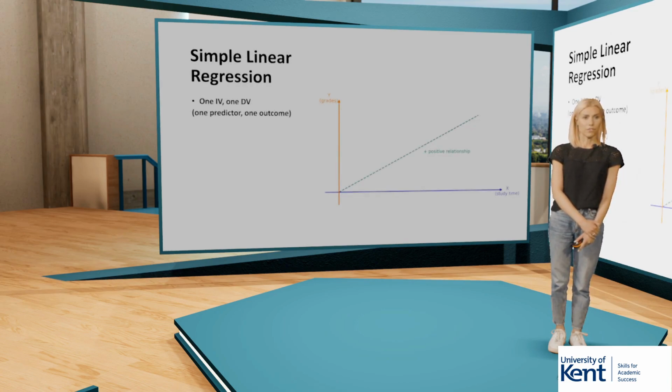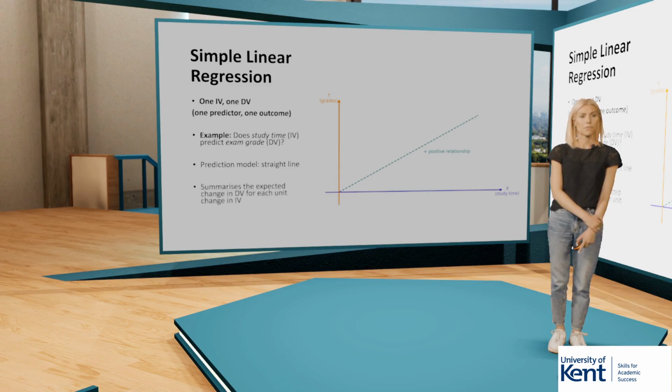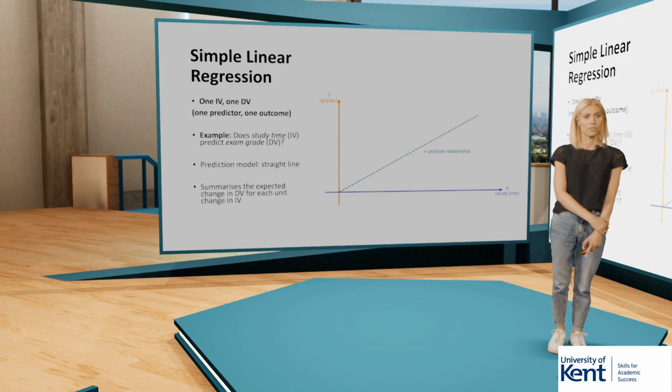In simple linear regression, there's one predictor variable and one outcome variable. For example, we might ask whether study time predicts exam scores. The relationship is shown as a straight line. If the line slopes upwards, it's a positive relationship. If it slopes downwards, it's negative. It summarizes how much the dependent variable is expected to change for each unit increase in the independent variable.